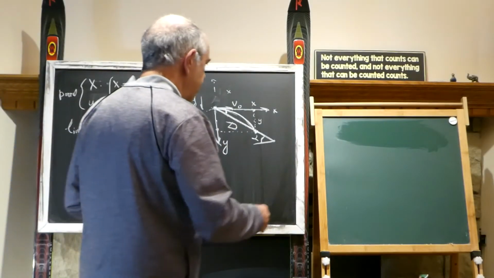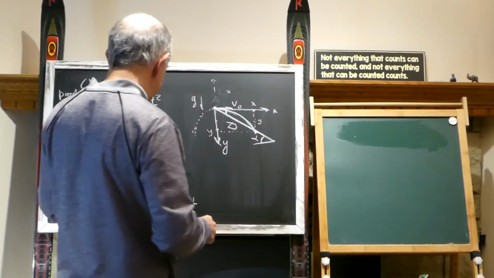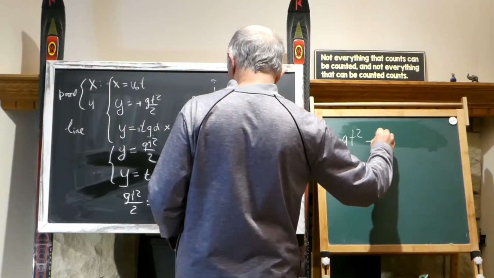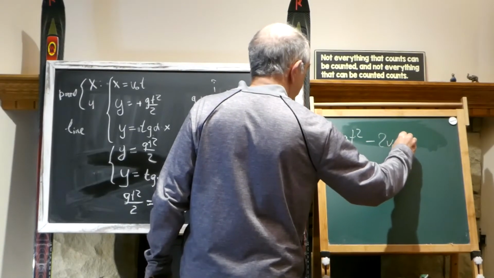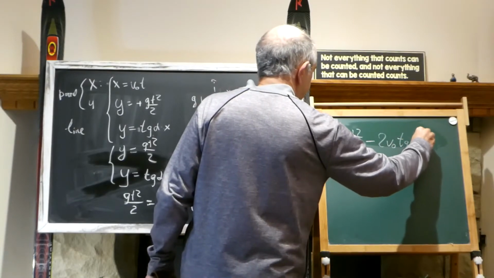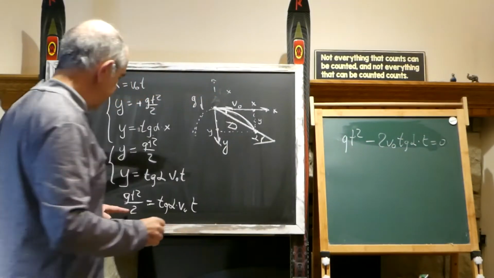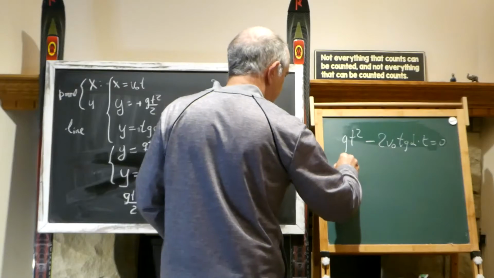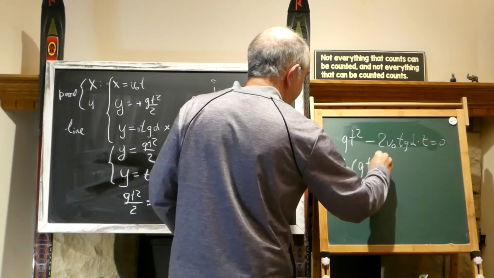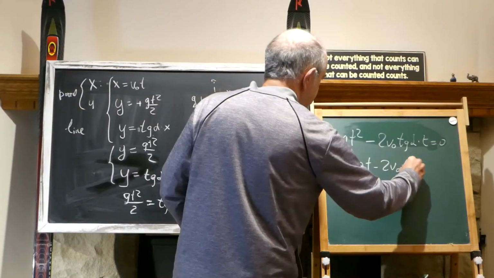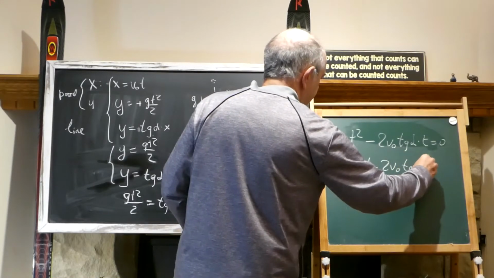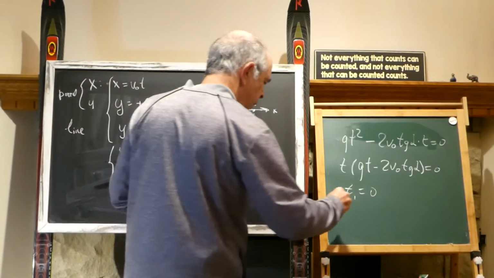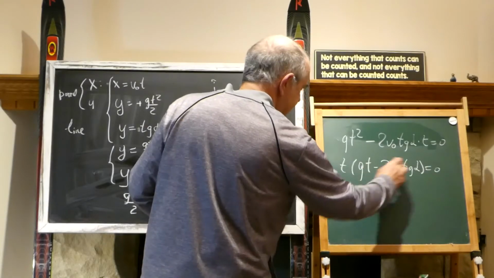But you can also move it to one side and multiply by 2, and this would be gt squared minus 2v0 tangent alpha t equals 0. So I multiplied by 2, and I moved it here, and it becomes negative. And I can take out t, and I can say gt minus 2v0 tangent alpha equals 0, and first solution is t1 equals 0, we talked about it, and second solution would be when this bracket would be 0.